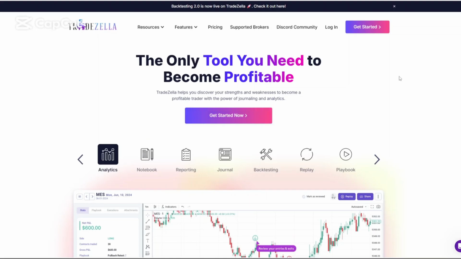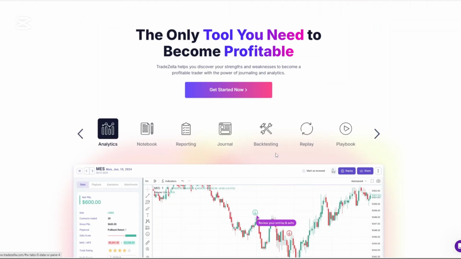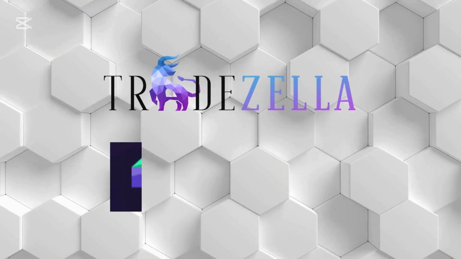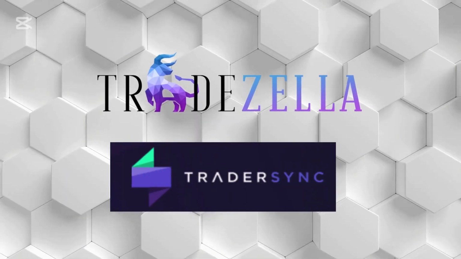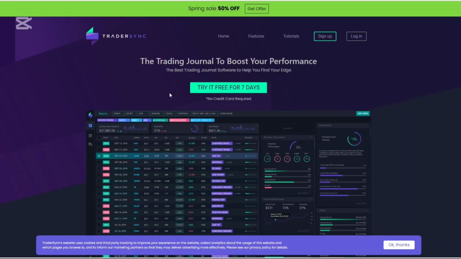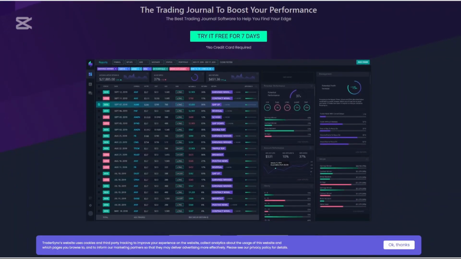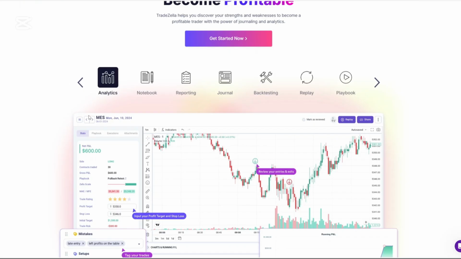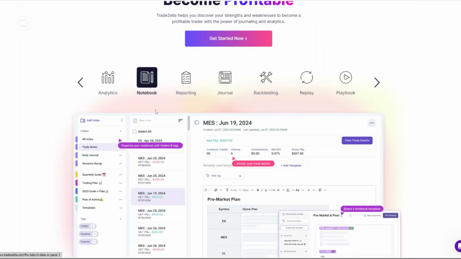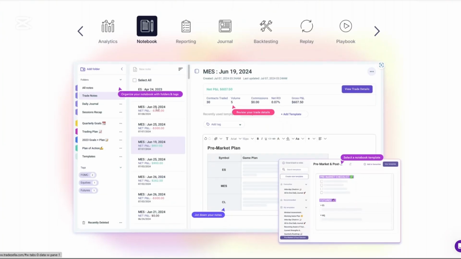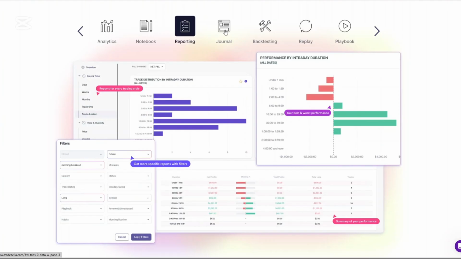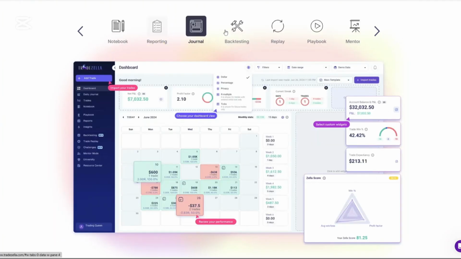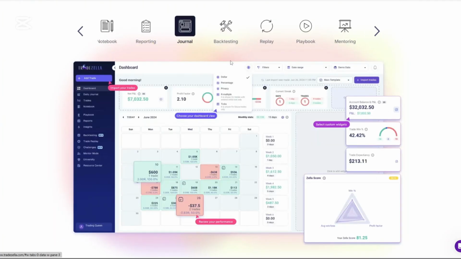Hi, today I'll be doing a head-to-head comparison of two of the most powerful trading journals in the market, TradeZella and TraderSync. If you're serious about improving your trading performance, journaling is non-negotiable. But with so many tools out there, which one truly gives you the edge in 2025? Let's break it all down, from features, to pricing, to pros and cons, and ultimately, which platform might be a better fit for your trading journey.